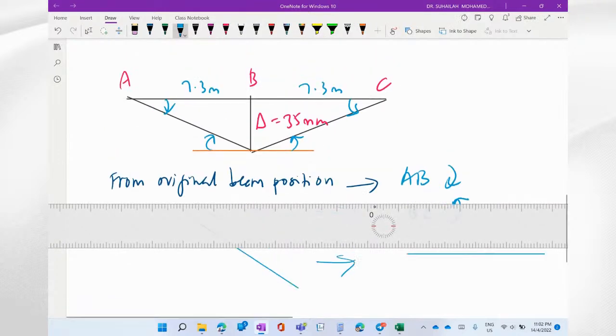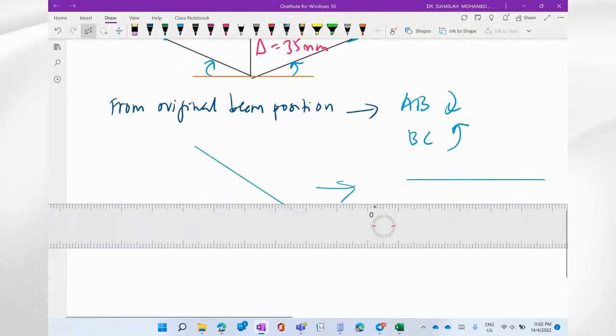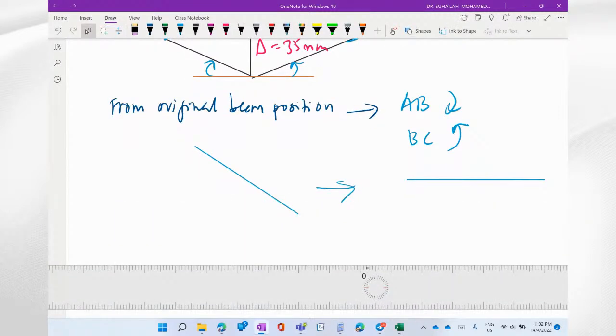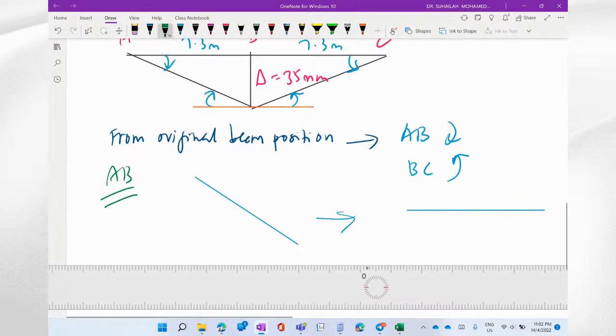Move to this one. Move back to its original position. This is AB. This is A. So AB, we want to move back to straight position. We have to apply moment. Apply moment like this.